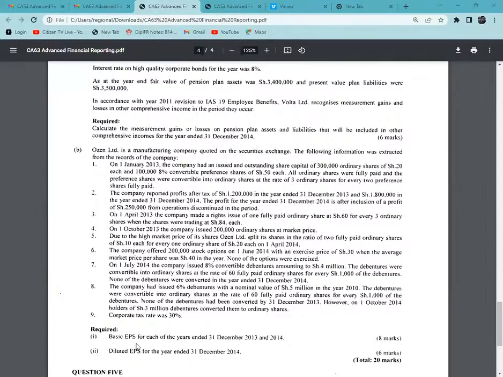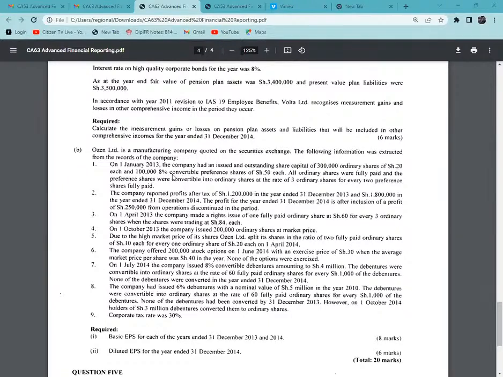So, ladies and gentlemen, we are told here, Ozen Limited is a manufacturing company quoted on the Securities Exchange. The following information was extracted from the records of the company. On 1st January 2013, the company had issued and outstanding share capital of 300,000 ordinary shares of shillings 20 each and 100,000 8% convertible preference shares of shillings 50 each. All ordinary shares were fully paid and the preference shares were convertible into ordinary shares at the rate of 3 ordinary shares for every 2 preference shares fully paid.